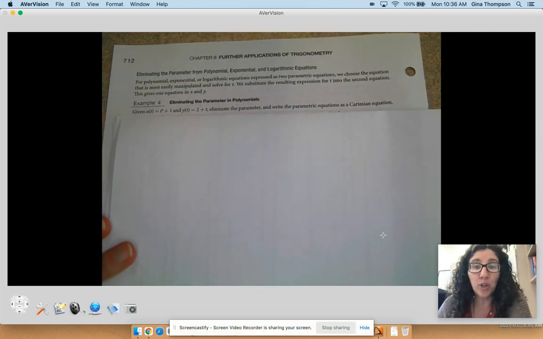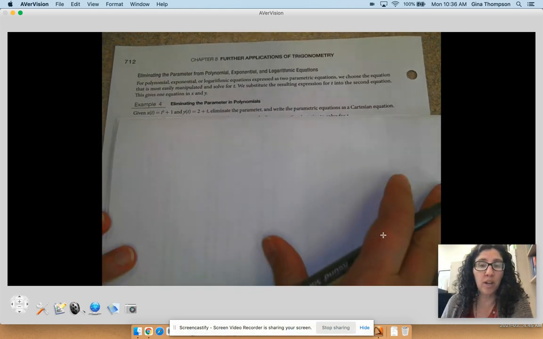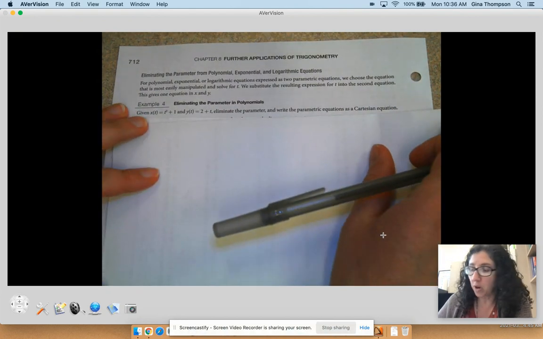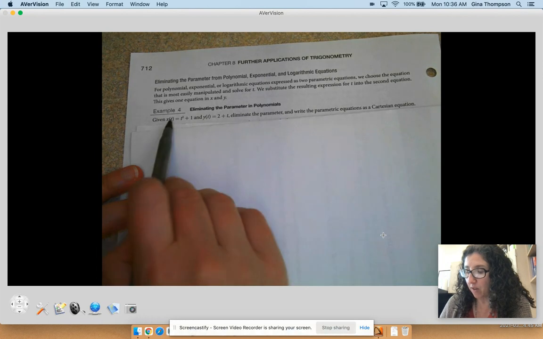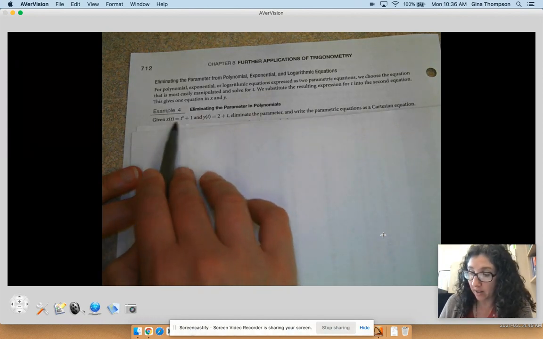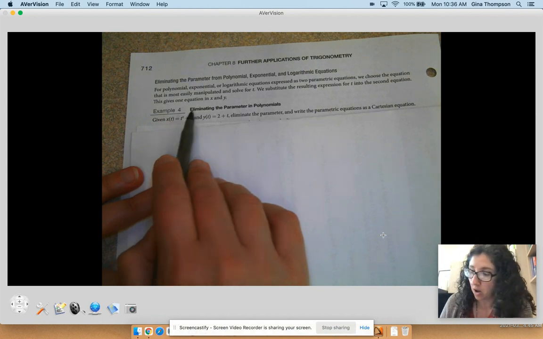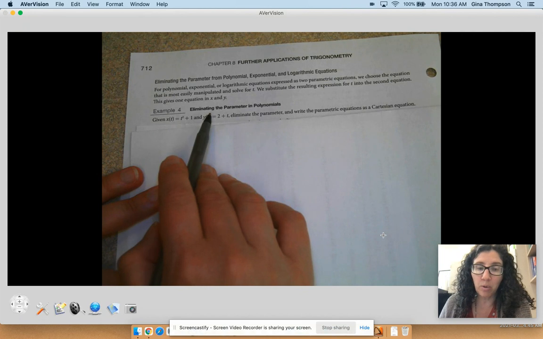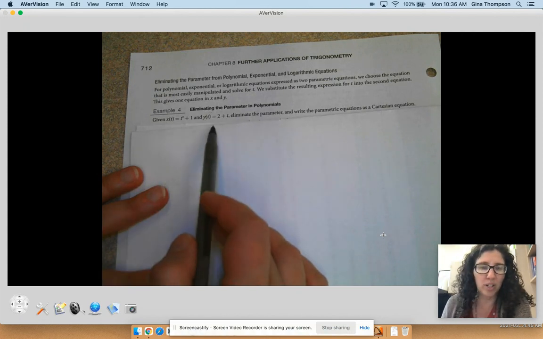Okay, so what if we want to go the other way? We've had some examples where we've parameterized some equations. What if we want to go the other way? What if they give us an equation that's already parameterized, like x of t is t squared plus 1, y of t equals 2 plus t. They want us to eliminate the parameter because this is actually kind of tricky to graph, right?